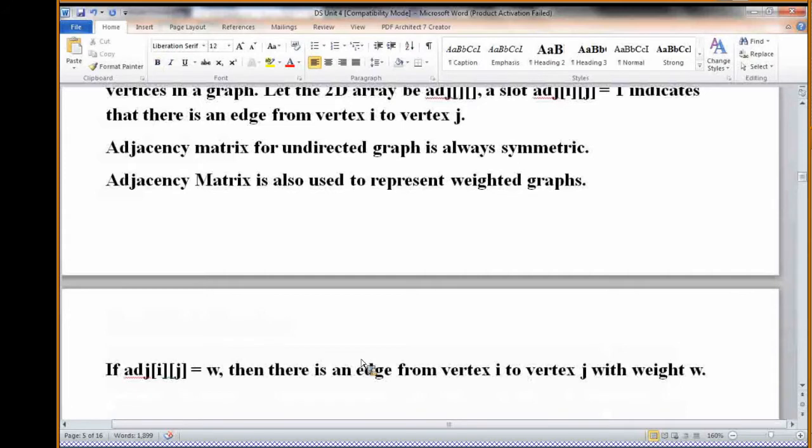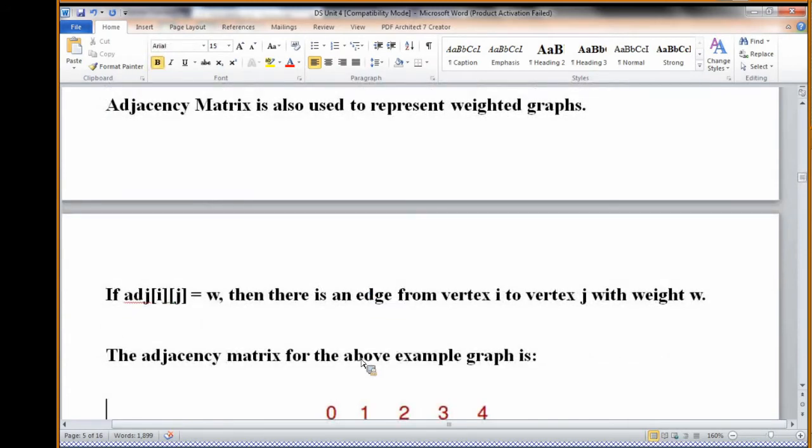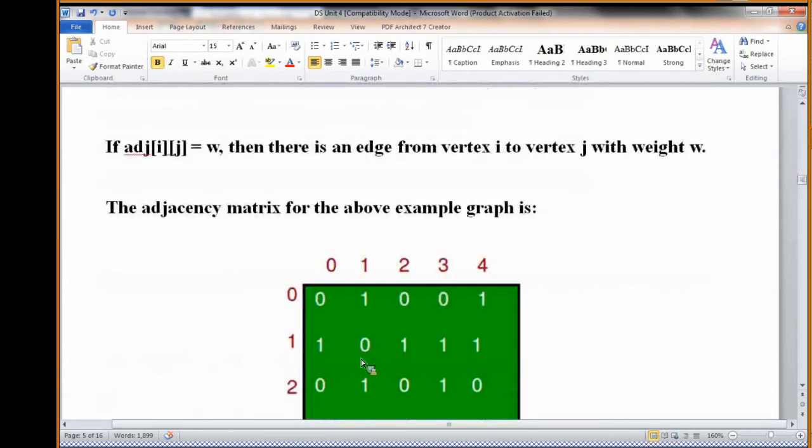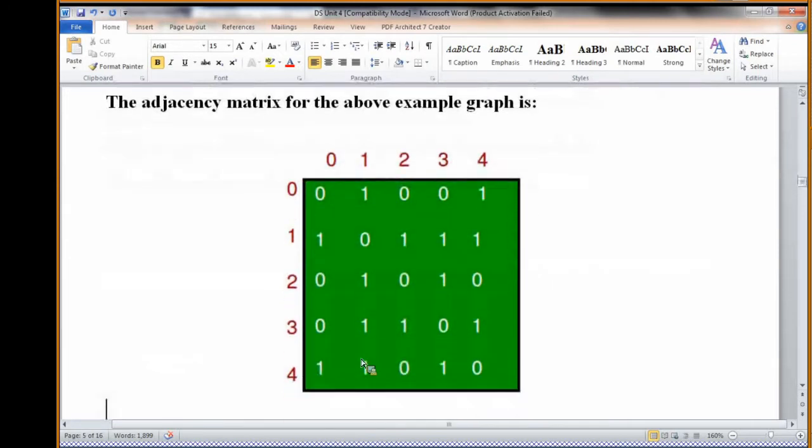It indicates that there is an edge from vertex i to j. And if it is a two-dimensional array with adj[i][j] equal to w, then there is an edge formed between i and j with a weightage w. Like that, we will see whether the weight w is also considered or not. So the adjacency matrix for the above example, like this. I already gave one example.